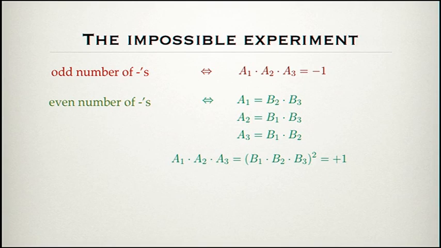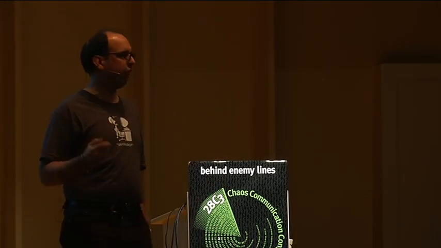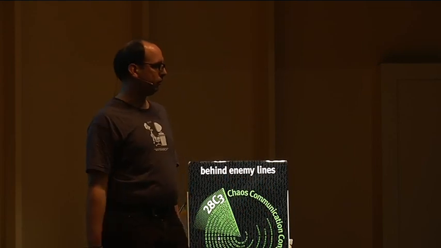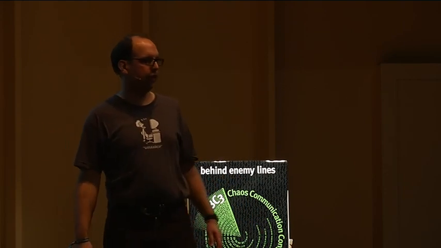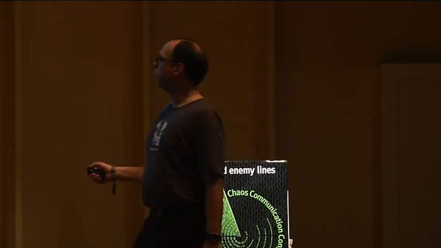So the product is minus 1, plus 1. But we said it should be minus 1. Okay, so this is my contradiction that I was talking about. You can compute from these experiments the value of the product of three A's, and what you compute is plus 1, but when you actually measure it, it's minus 1. Therefore, something is wrong. This cannot be true, that there are these variables that have these properties. So in particular, this cannot happen for local realistic measurement.